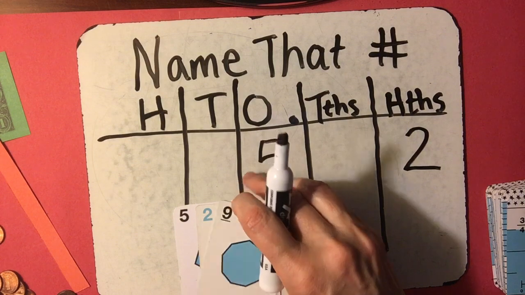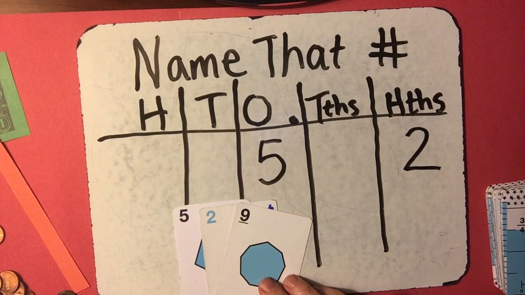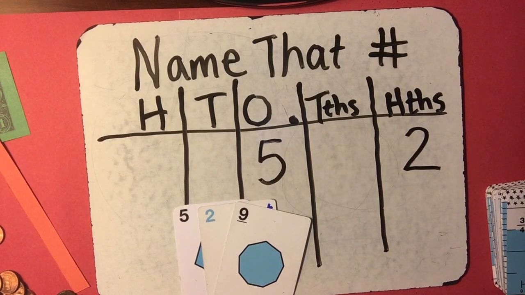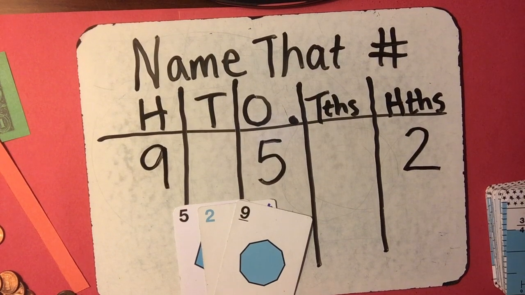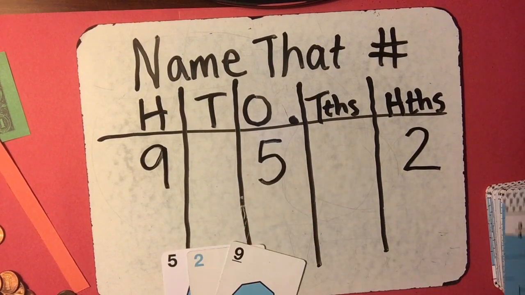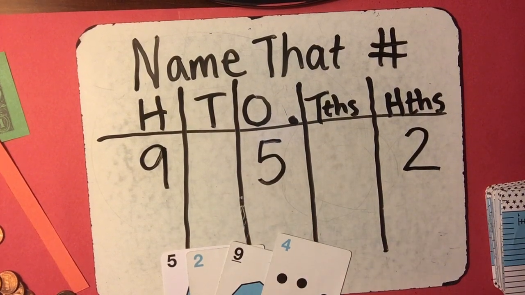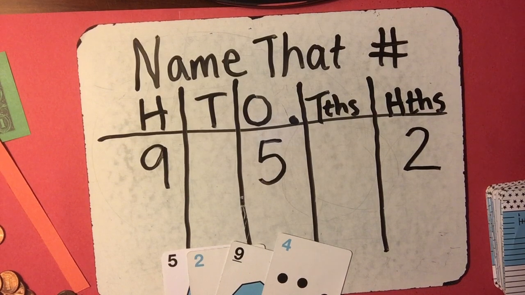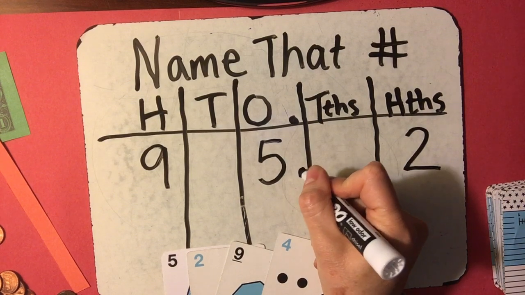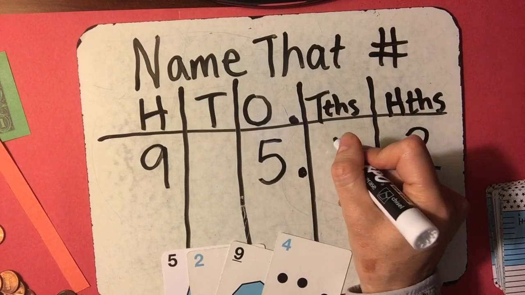Ooh, look at this number. So here's a 9. Now, that's the biggest number you can get. So where would you put that number? You'd put it right here, right? Okay, next number is 4. Where are you going to put that 4? In the tens or the tenths? What do you think? Go ahead and place it. I'm going to place mine here.